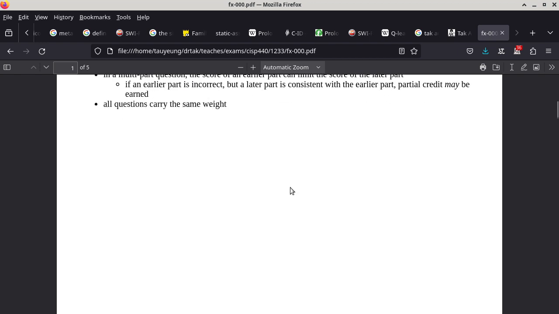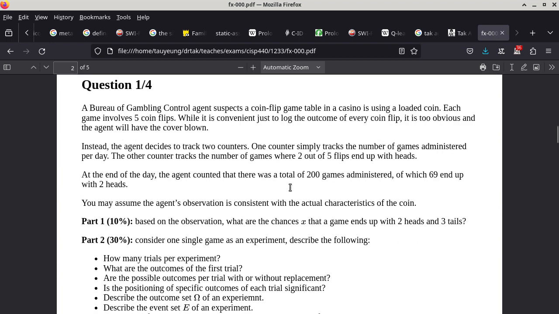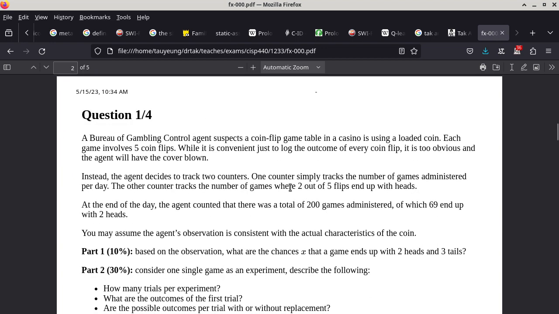All right, so we are moving on to the actual questions. The first question says a Bureau of Gambling Control agent, somebody who's an agent, suspects a coin flip game table in the casino is using a loaded coin. Each game involves five coin flips.